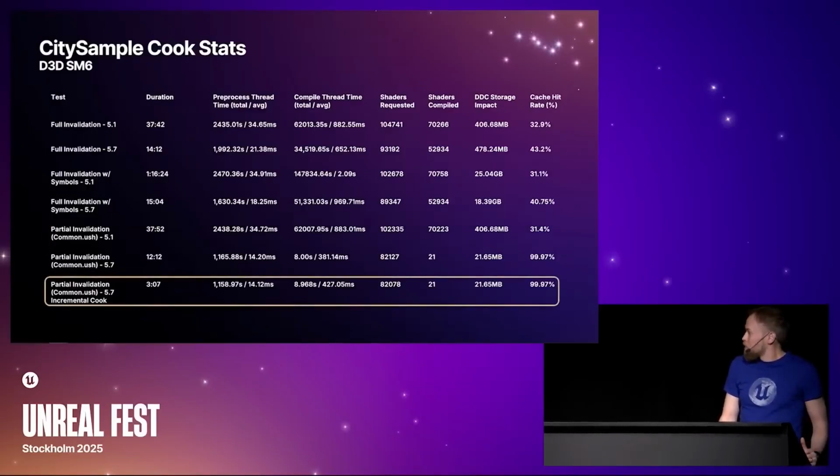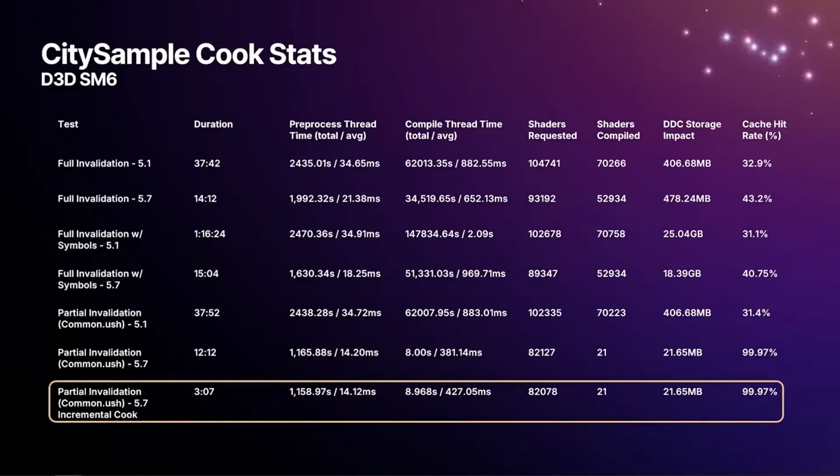We also have a bit of a sneak peek of the incremental cook mechanism. You could see that those 2 cooks there, the wall time improvement was not proportional to how much shader compilation we were no longer doing. So that indicated to me that it wasn't shader compilation that was the bottleneck in those cooks anymore. And this incremental cook kind of proves that. 37 minutes down to 3 minutes.